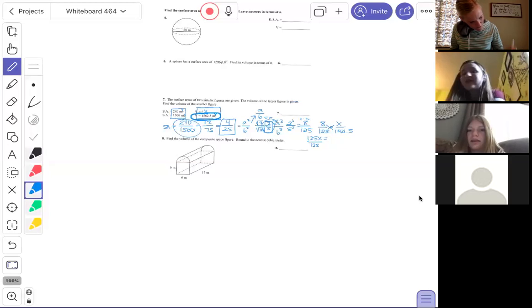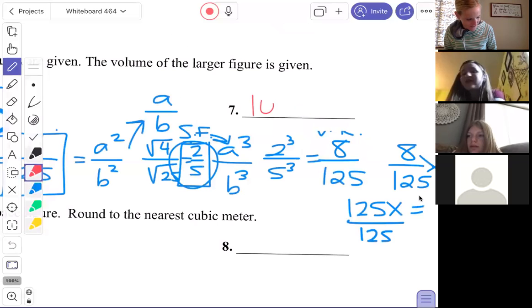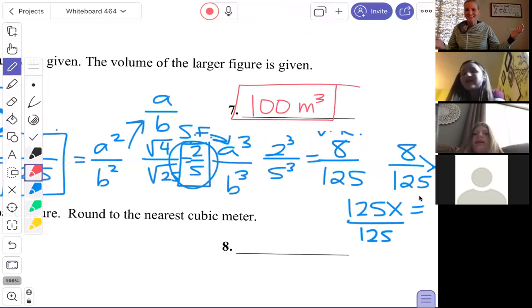This thing is not cooperating with me. Try that again. 8 times 1562.5. There we go. And then divide by 125. Yes. So it's 100. That look better? Yeah. Sorry, I wasn't trying to confuse you. I just plugged it in wrong. It's okay.